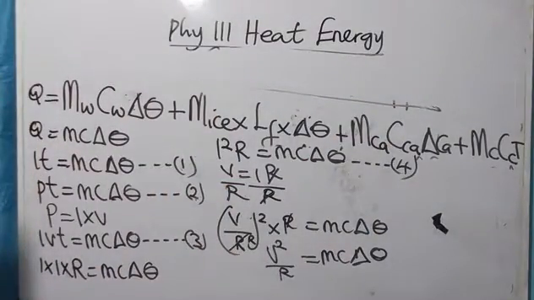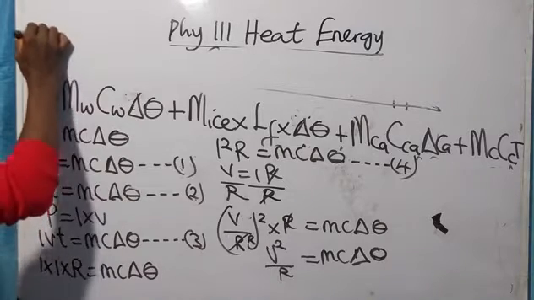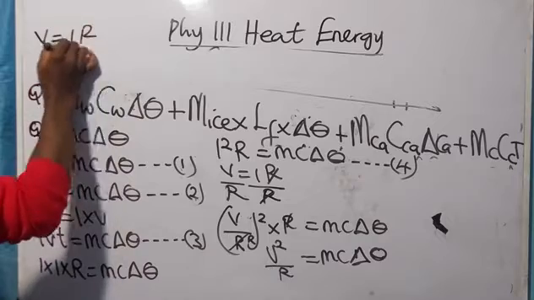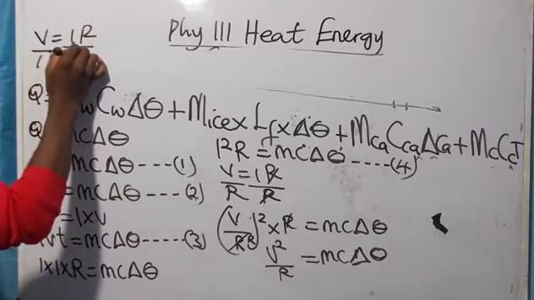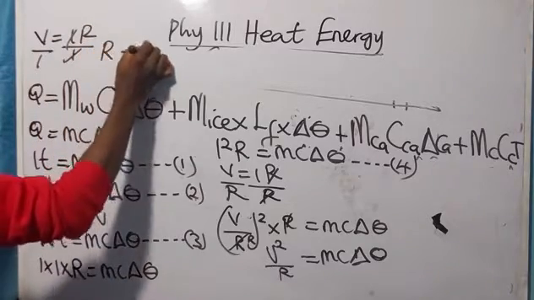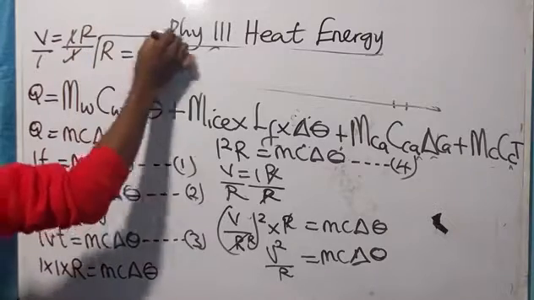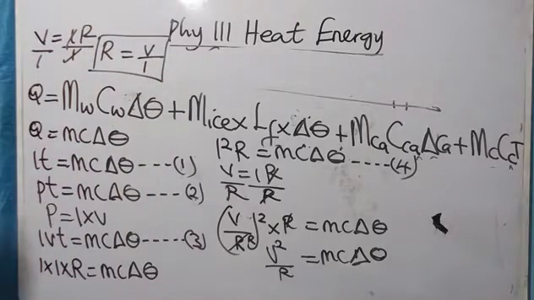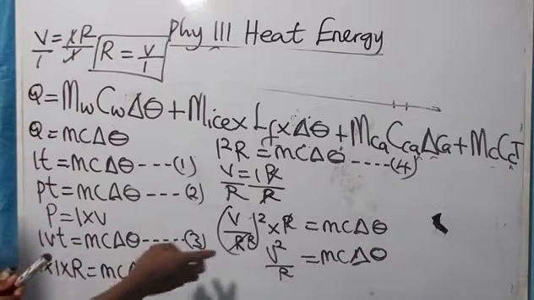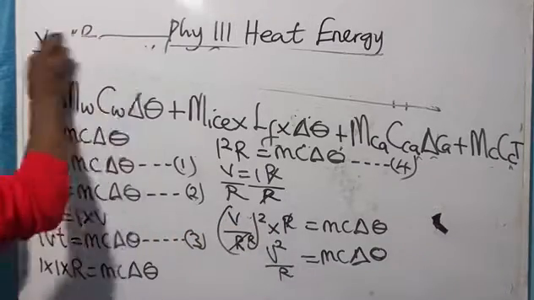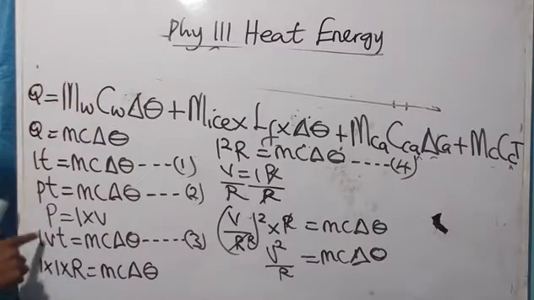Let me also deduce something right now. Let me make R the subject of the formula. I have that V equals I times R. Divide both sides by I. So R equals V over I. So let us check if we get something reasonable. You are going to get the same thing, all right? So please take note of these formulas.